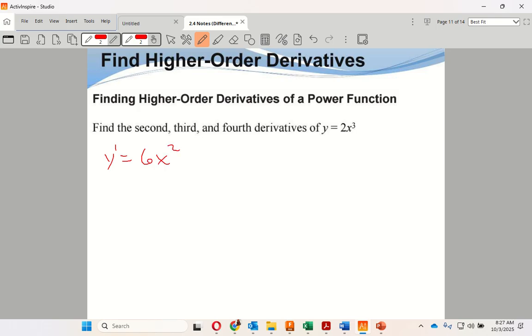Wait, so for the y prime, would that be the first derivative? So that would be the velocity. If it was in a physics function, it would refer to the velocity. Velocity could be positive or negative, because it gives you direction. So if you're asking for the speed, not velocity, they're different. Speed is the absolute value. Does that make sense? Okay. So y prime is the velocity.